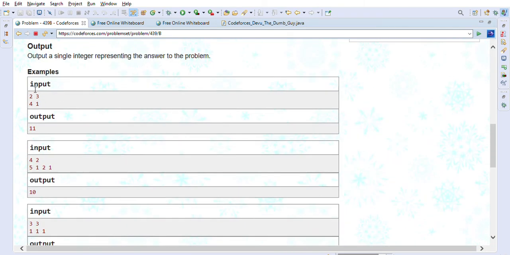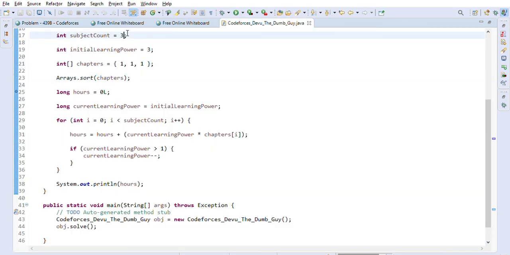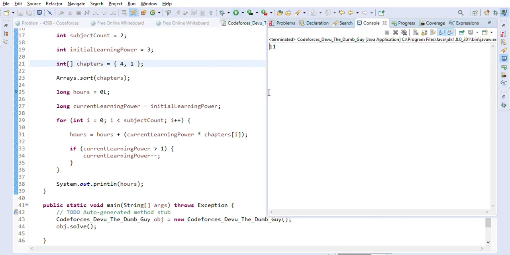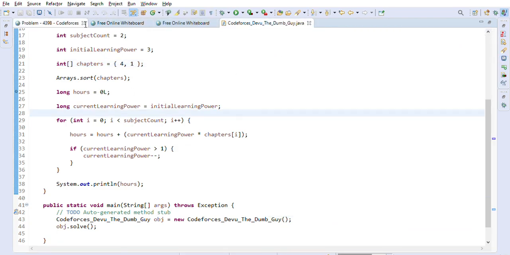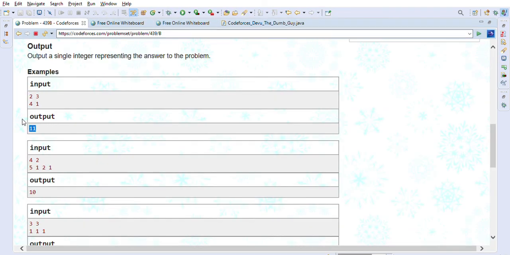We can take the first example also, 2 3 and 4 1. So let's take this example and make sure it works. 11. So 11 is the correct answer, right?